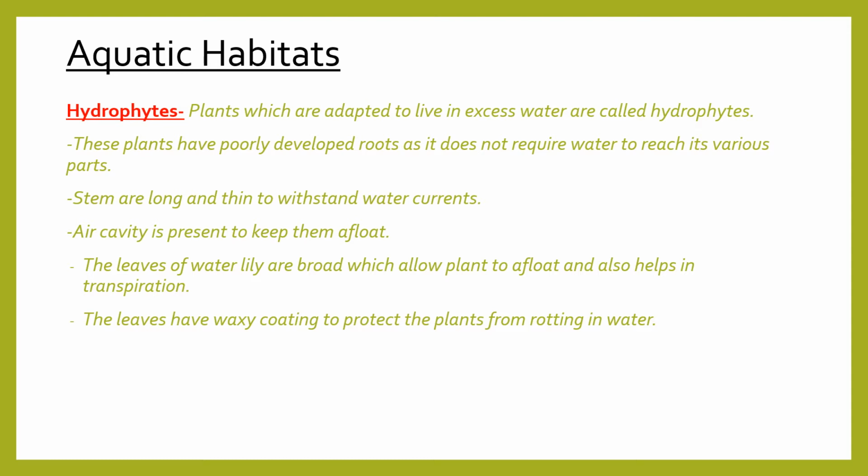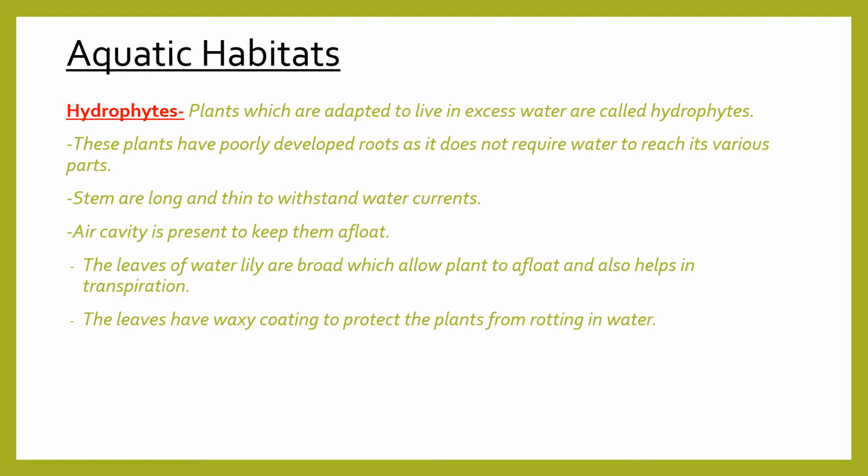But some of these have common adaptations which we can find in hydrophytes. Hydrophytes, that means plants which are adapted to live in excess water, are called hydrophytes. These plants have poorly developed roots, as water does not need to reach various parts through them. The roots of hydrophytes are poorly developed because they are not absorbing water and conducting it to different parts of the plant. This is not happening. That is why they have poorly developed roots.